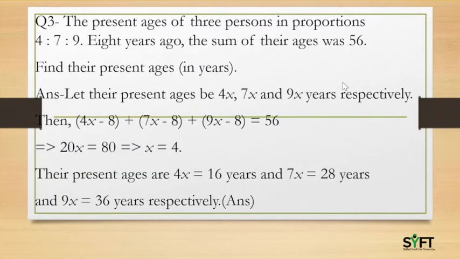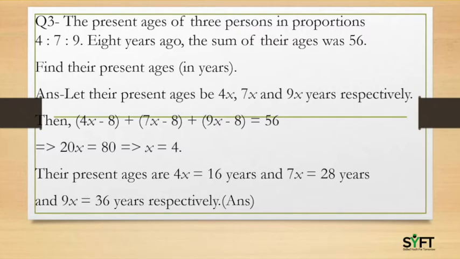Okay, next question, the third question I will discuss. The present ages of three persons are in the proportion 4 is to 7 is to 9. 8 years ago, the sum of their ages was 56. Find their present ages in years.